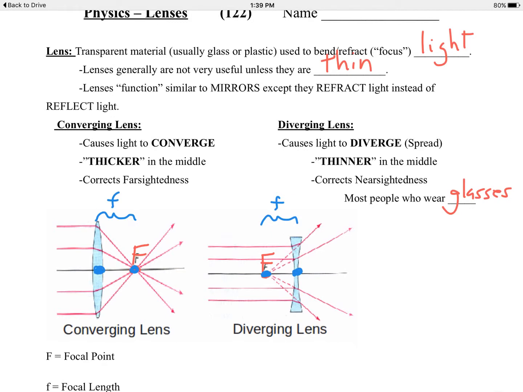Now for a converging lens, f is positive. For a diverging lens, f is negative because you're measuring backwards for that virtual focal point. Keep that in mind when we do the lab.